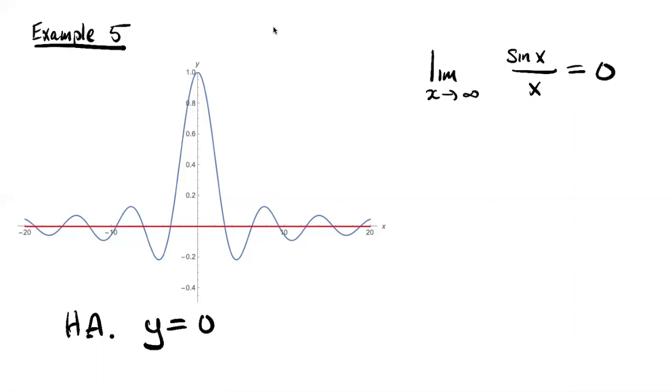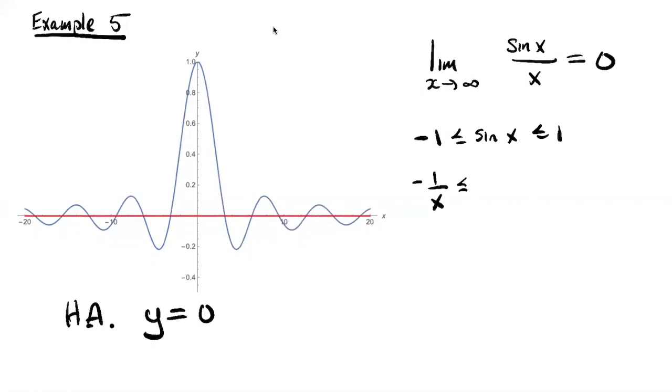Well, I want to circle back and remind you about one of our tools called the squeeze theorem. One way to see this would be to remember that the sine of x is never more than 1 or less than -1. So if you divide everything by x, which is going to infinity, so it's positive, it's not going to change any of these inequalities, then we get that.